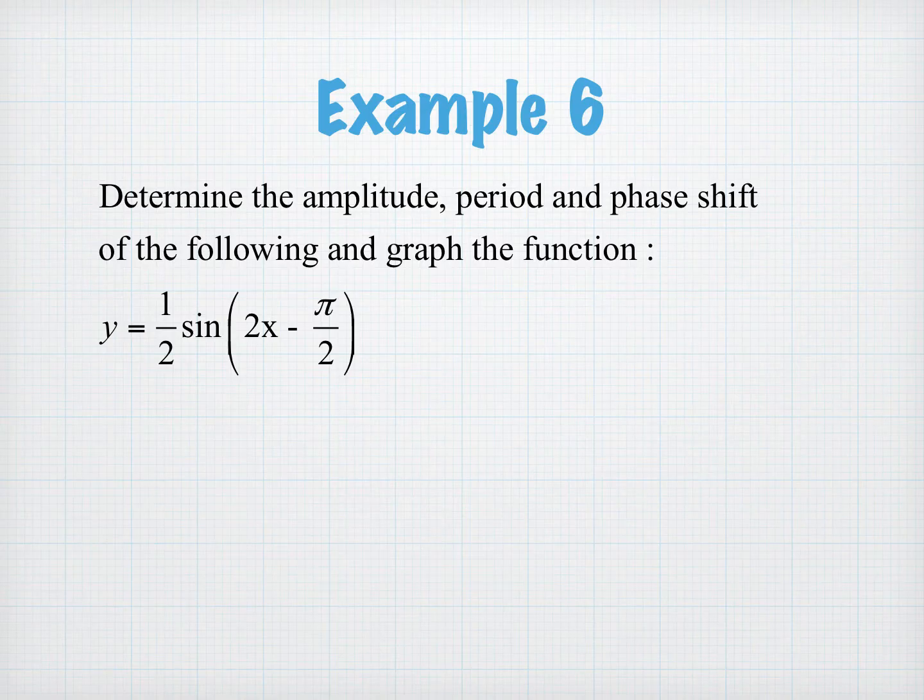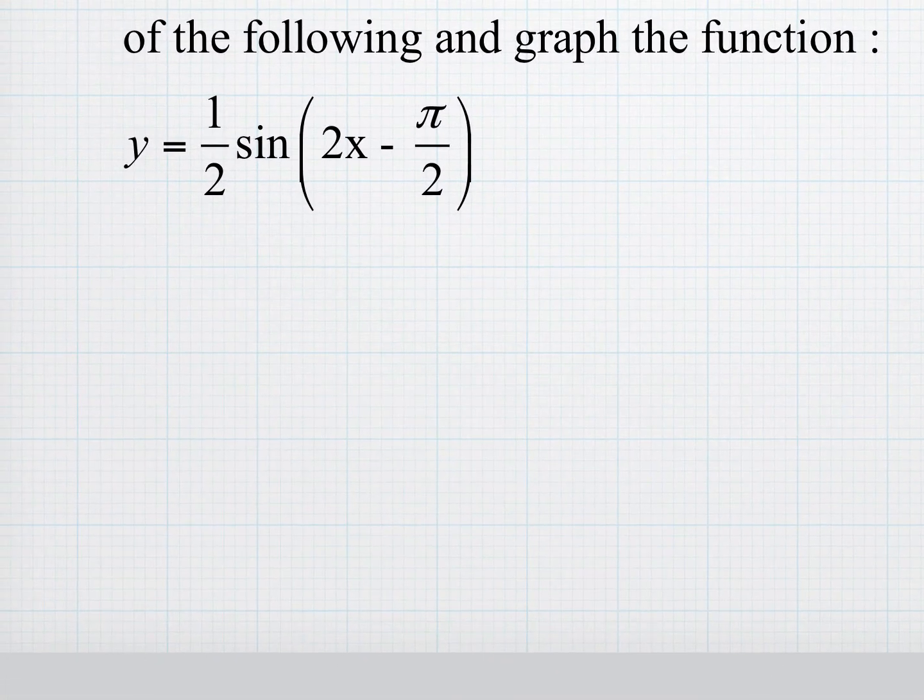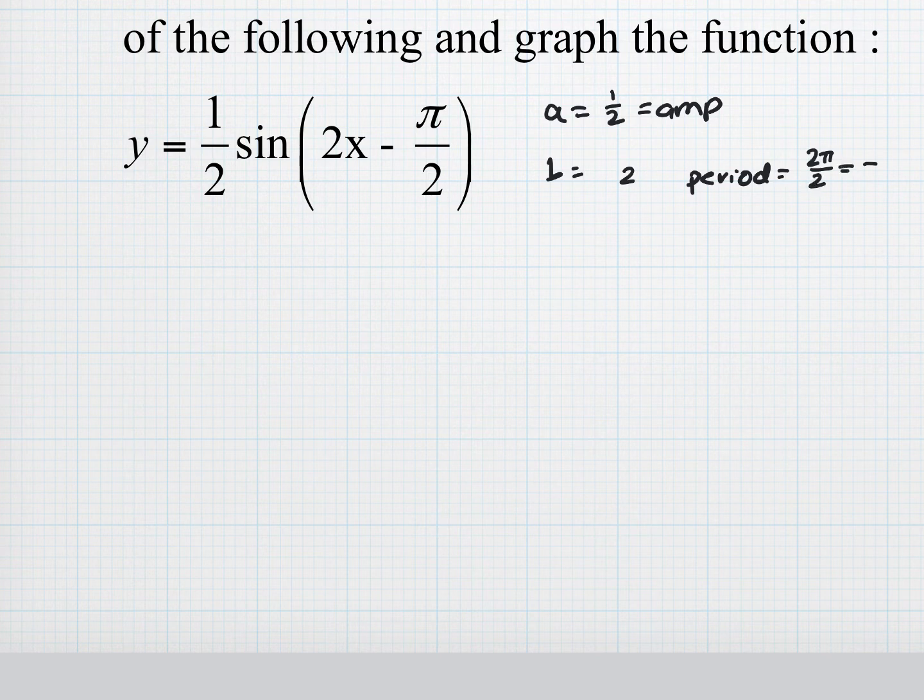Determine the amplitude, period, and phase shift of the following and then graph the function. So same process here. My A is what? 1/2, which is my amplitude. B is what? 2. So the period is 2 pi over 2, which is just pi. First key point without the phase shift is 0, and then it's pi times 1/4, pi times 1/2, pi times 3/4, and the last one is that period, which is pi.